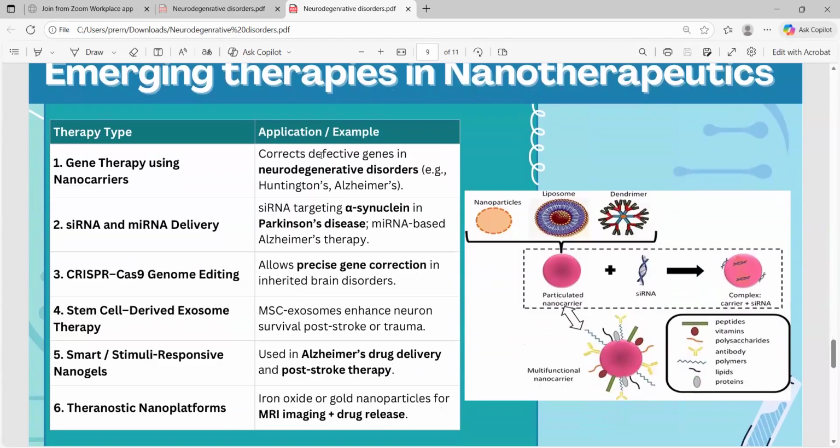And the emerging therapies in nanotherapeutics are gene therapy using nanocarriers. This is to correct defective genes, and siRNA and miRNA for silencing disease-causing proteins, and stem cell-derived exosomes for neuron repairing, smart nanogels that respond to pH or temperature for controlled release. Theranostic nanoplatforms are for gold and iron nanoparticles, performing both imaging and treatment simultaneously.